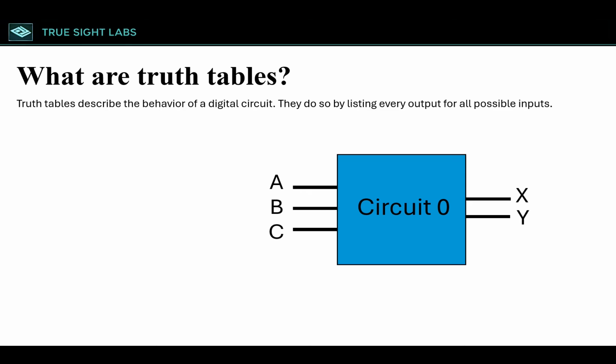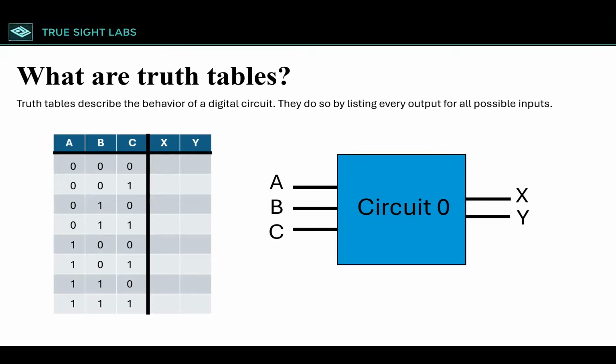Well, since there are only three inputs, that means that there are only 8 possible combinations of inputs that circuit 0 will ever receive. We place these input combinations on the left side of a table, as shown here. Then on the right side of the table, we can define the outputs we want the circuit to produce for each given input. For example, if we wanted X and Y to be 0 and 1 respectively when all inputs are 0, we would update the table like this.